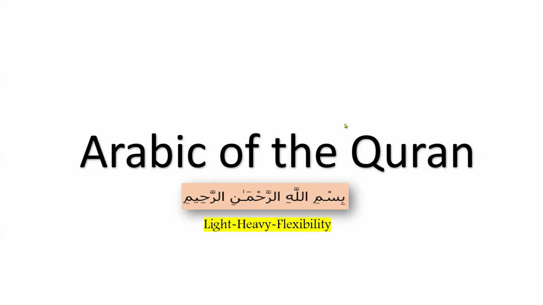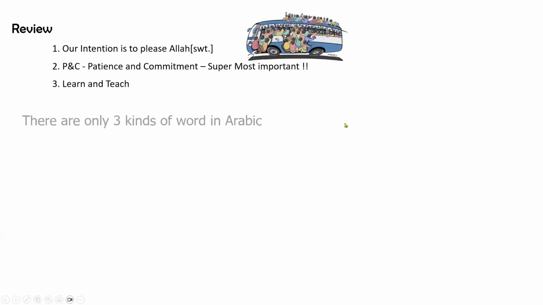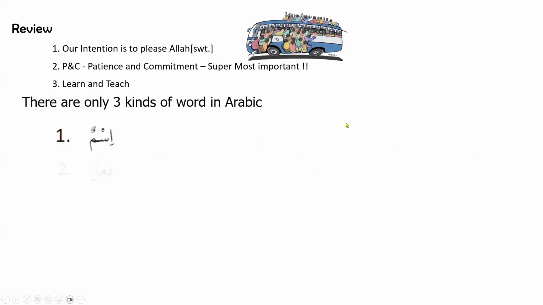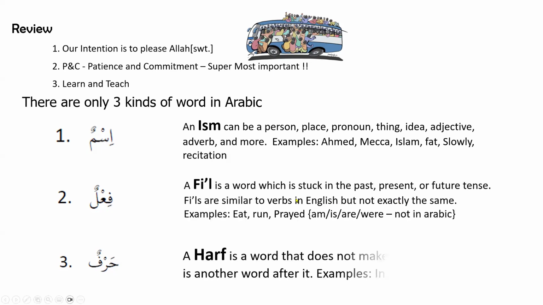So without further delay, inshallah, let's start our review first. Obviously we talked about the three kinds of word, and before that we said that our intention has to be always clear. The three kinds of words that we learn are ism, fail, and harf, and we know the definition of ism, and we are studying the ism now. Ism could be a person, a place, a pronoun, a thing, and everything. Fail, we said, is just an active action, which we're going to talk about later. And harf, as we go through, we'll talk about it.